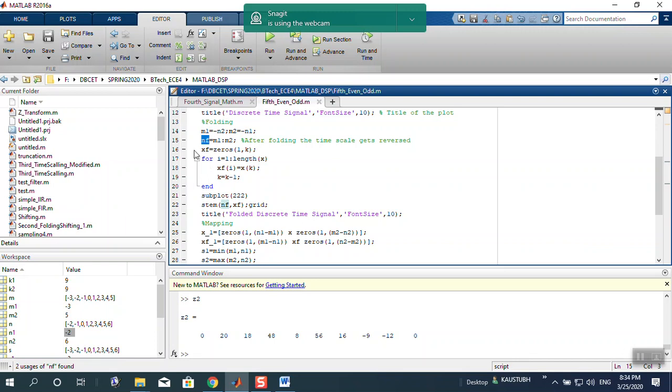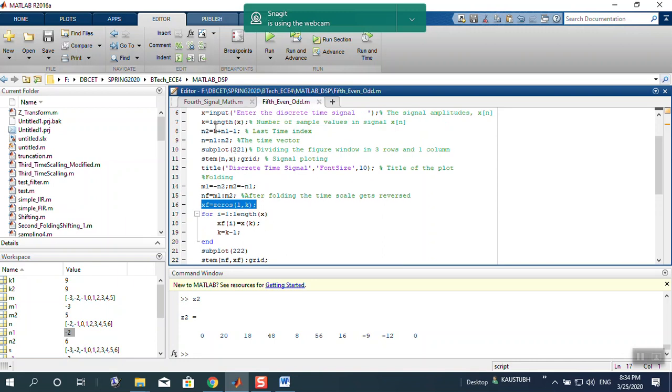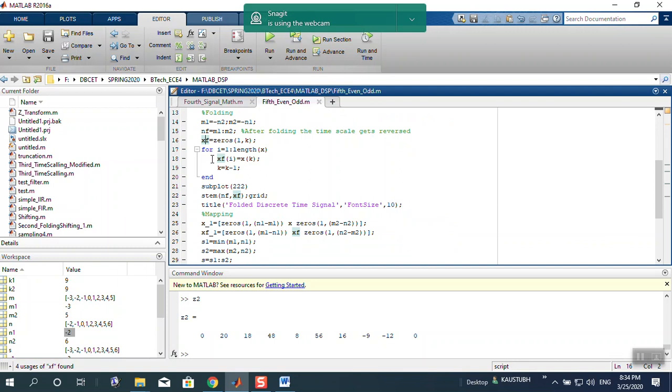So here I am creating one zero matrix. This is not so necessary, but you can make a zero matrix of k number of samples. What is k? k was the length of the original signal. As many samples as there were in the original, that many samples I am considering for the folded signal. And using a for loop, I am creating the folded sequence.